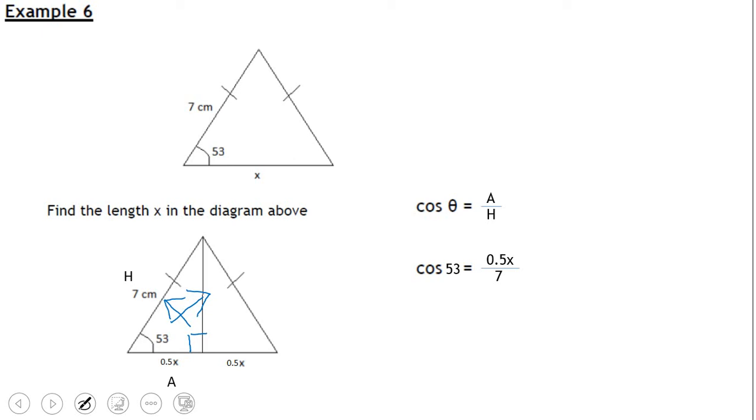We need to rearrange that equation to x equals, so multiplying both sides by 7, we get 0.5x is equal to 7 cos 53 degrees. Doubling both sides to make it x equals, x is equal to 14 cos 53 degrees. Sticking that into a calculator, x is equal to 8.43 centimeters to 3 significant figures.